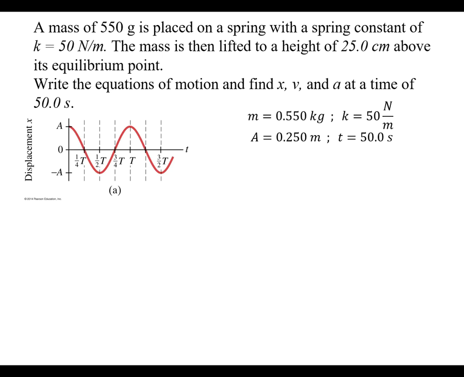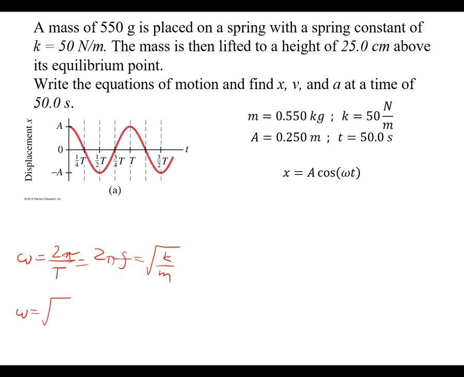Okay, so first of all, we want to write the equations of motion. So this is the equation for position as a function of time. So we have the amplitude, we have the time. We're going to leave time as a variable until the last second, no pun intended. But we need to find omega. How do we find omega? Well, we have 3 ways of finding it: 2 pi divided by the period, 2 pi times the frequency, or the square root of k over m. We don't have the period or the frequency, but we do have the square root of k over m.